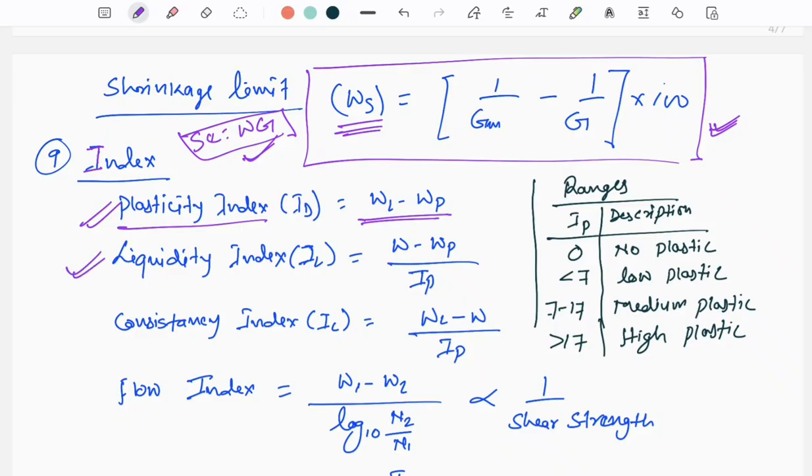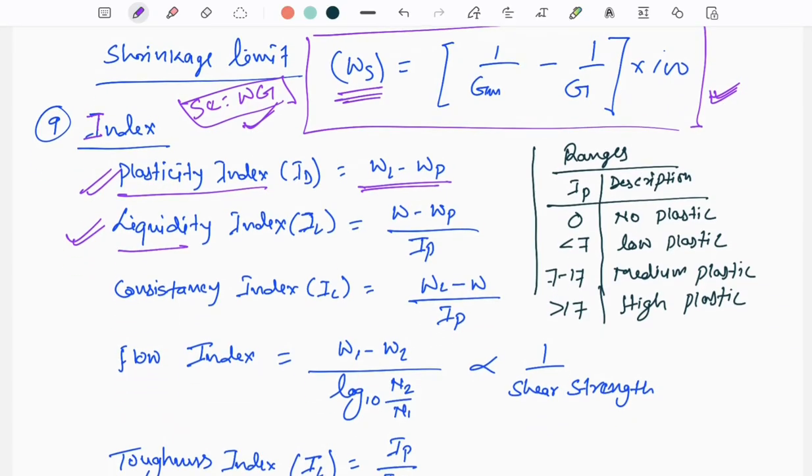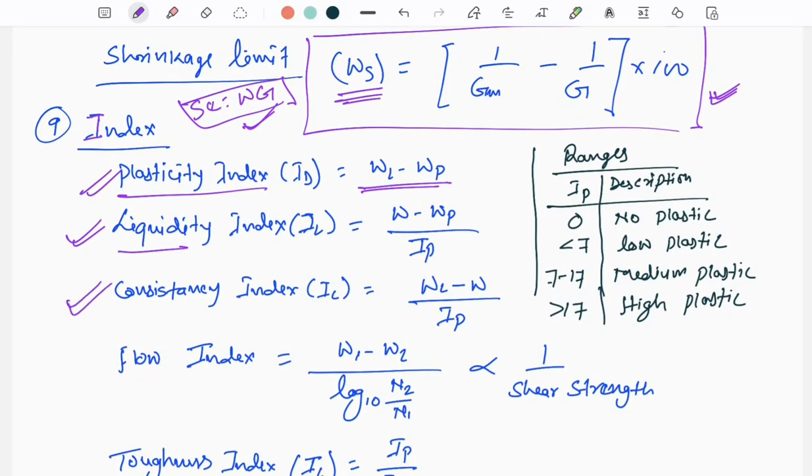You have to remember that in the liquidity index there is no liquid limit, right? And in the consistency index there is a liquid limit. The consistency index is designated as IC, and the liquidity index is designated as IL. So IC is equal to the ratio of liquid limit minus natural water content divided by the plasticity index.